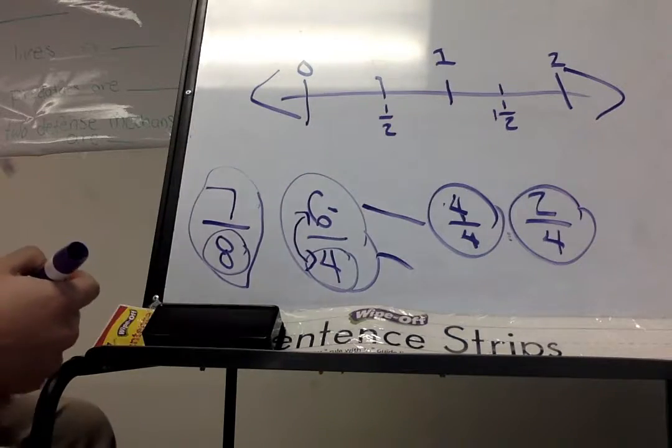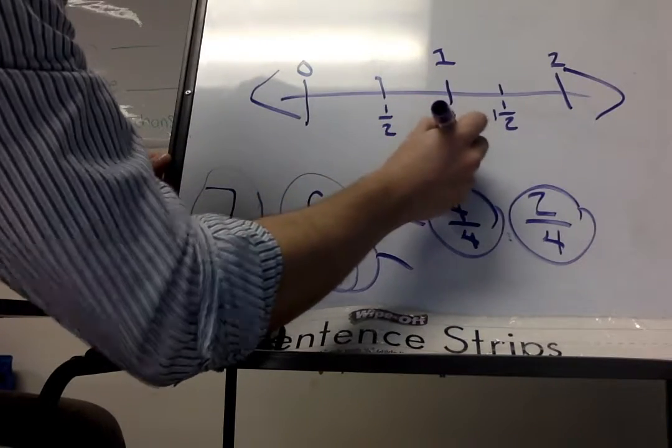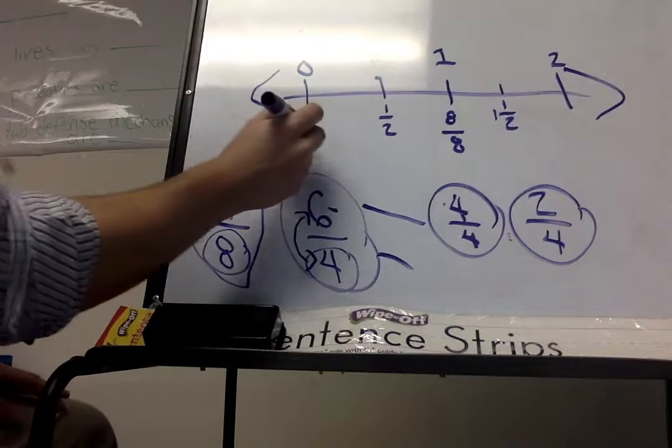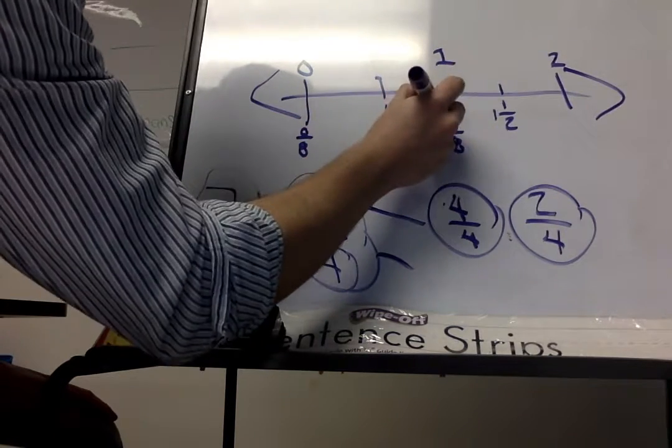So I'm going to start with 7/8. I know that 1 whole in 8ths is 8/8. So 7/8, this is 0. 7/8 must be right around here.